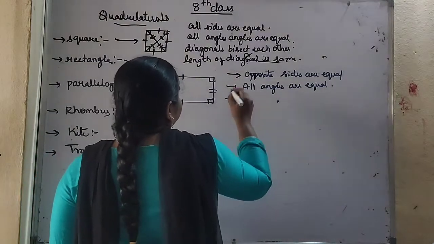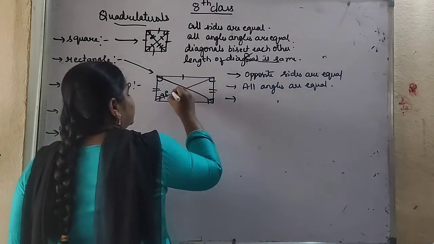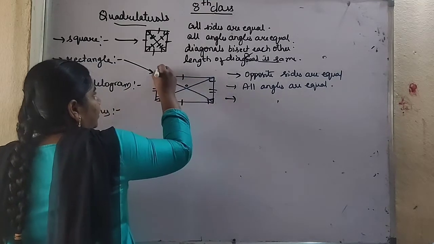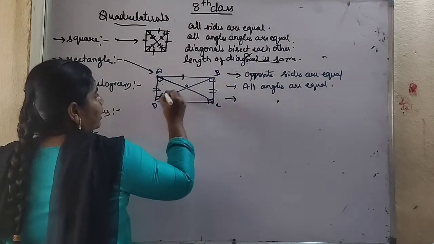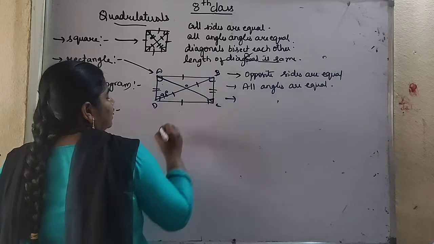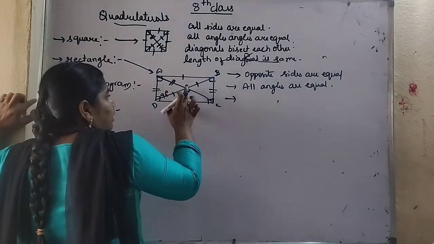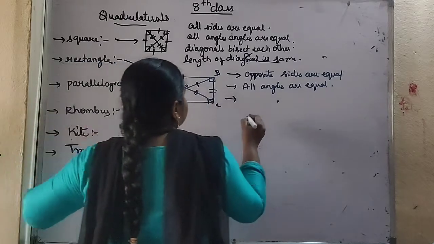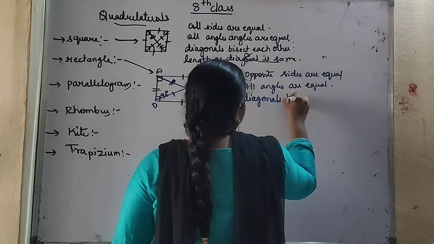And next is diagonals bisect each other. These diagonals bisect each other. If I take the names A, B, C, D, the length of OD will be equal to the length of OB. In the same way, the length of OA will be equal to the length of OC. So here diagonals bisect each other.